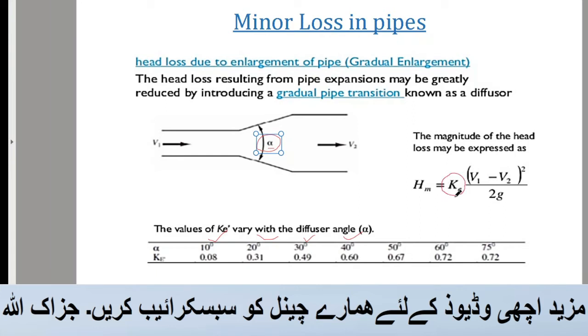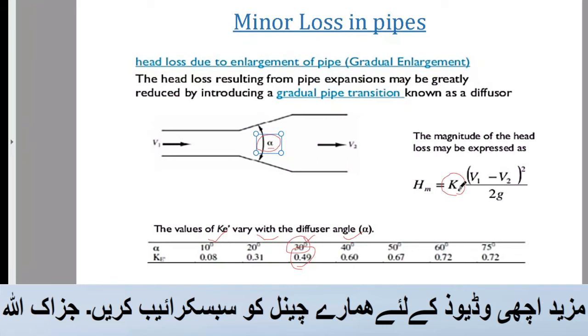जैसे मैं प्रीवियस स्लाइड में आपको बता रहा था कि इफ यू हैव वैल्यू ऑफ अल्फा, मीन के जो वैल्यू ऑफ अल्फा है इट डिपेंड्स अपॉन कोएफिशिएंट ऑफ एंट्रेंस और कोएफिशिएंट ऑफ एनलार्जमेंट. Okay, so its value varies with respect to its angle. So if you know the angle, then you will use its corresponding value. That is, if you know that the angle of enlargement is 30, then the value of Ke will be 0.49.